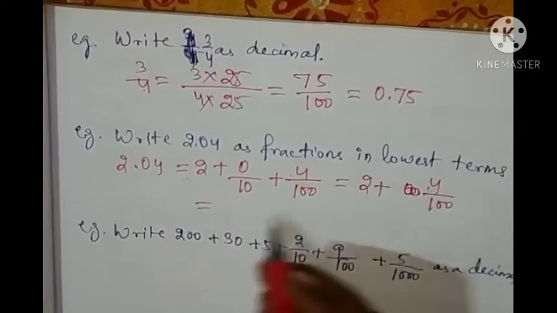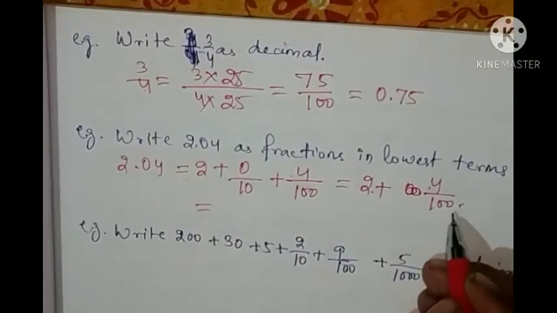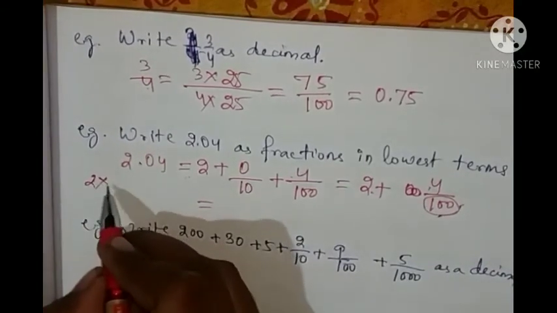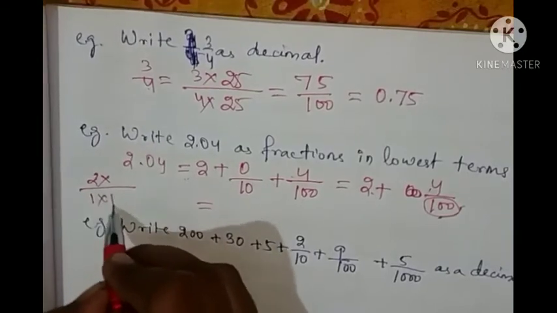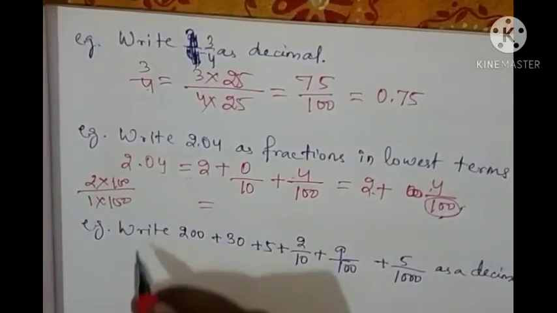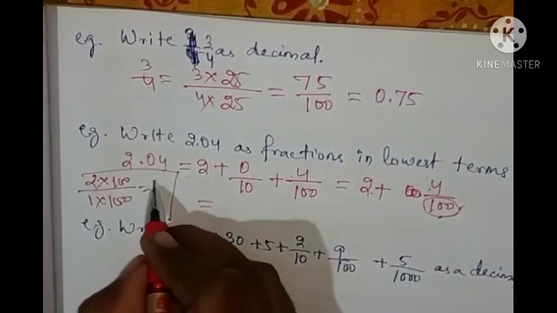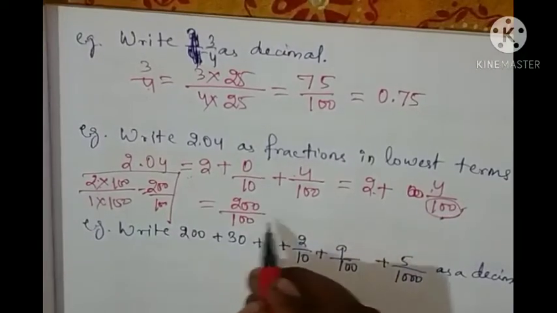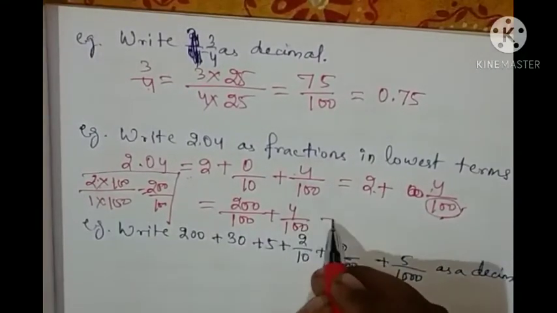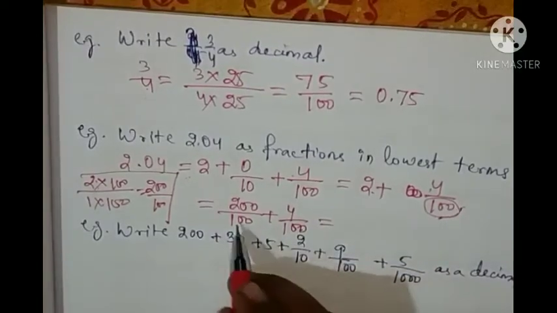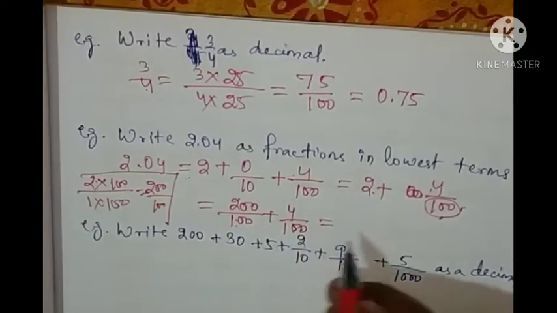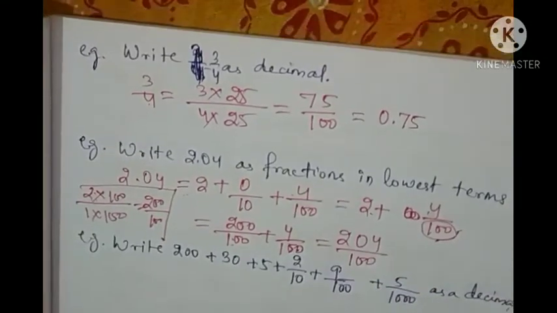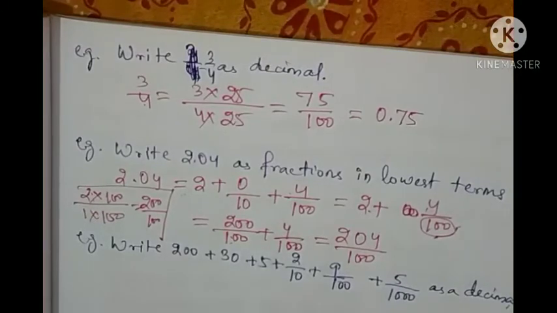So convert 2 into an equivalent fraction with denominator 100. So 2 into 100, you will do this one in rough work. So 200 by 100. So write as 200 by 100 plus 4 by 100. So now you get the denominator equal. So you can now add: 204 by 100. Look at here, 204 by 100.